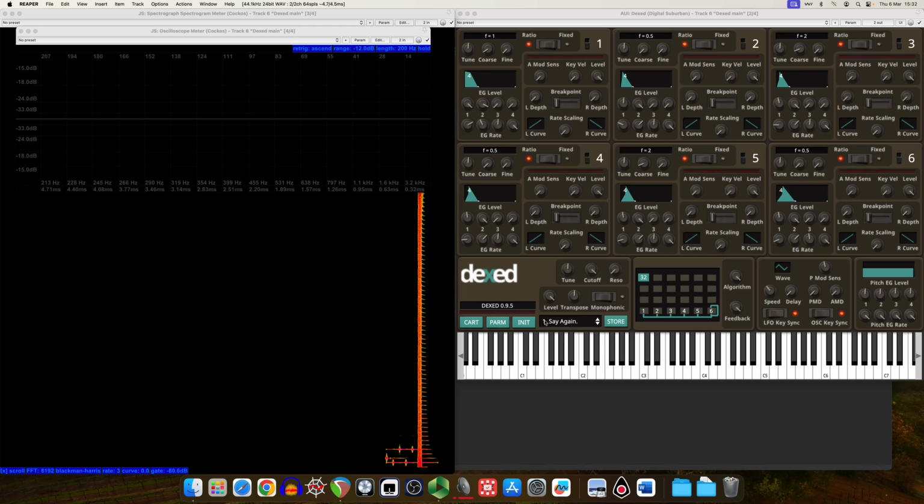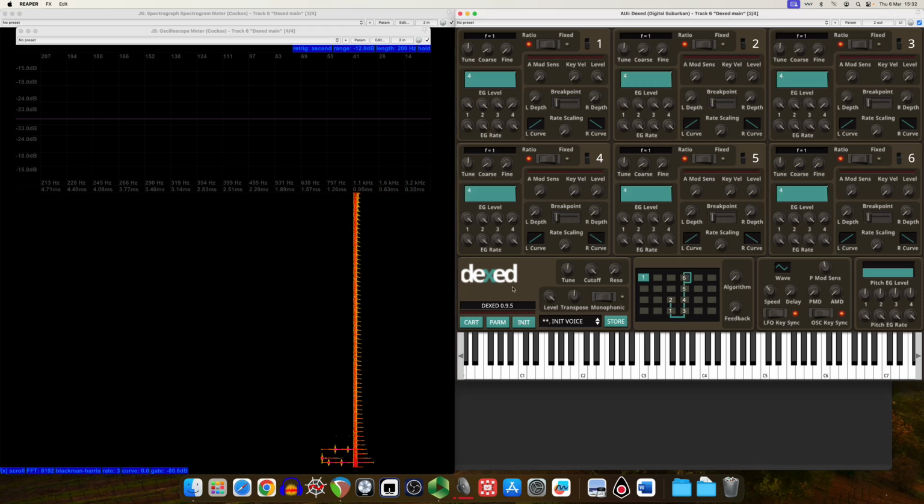But let's click the Init button to initialize the synth to a very basic sine wave setting and learn how to control FM synthesis ourselves. If we press a key now, you can hear a pure tone.